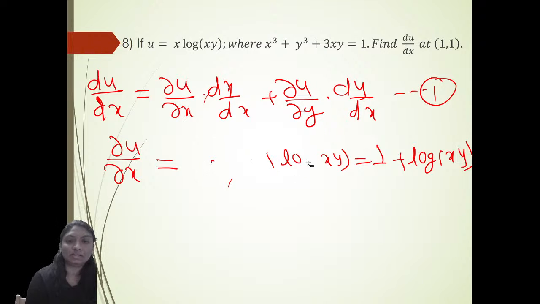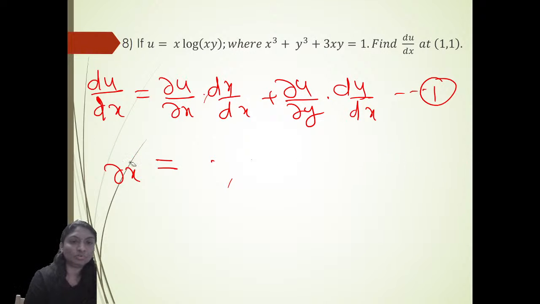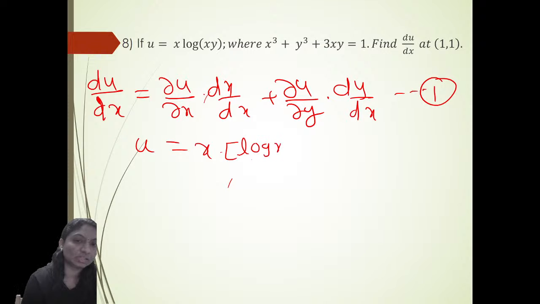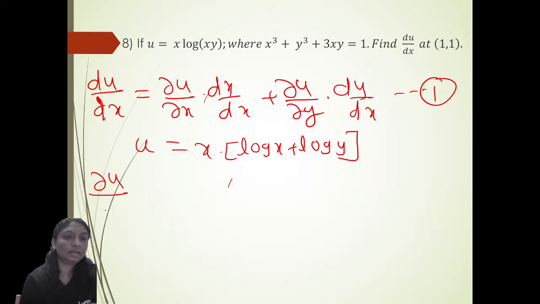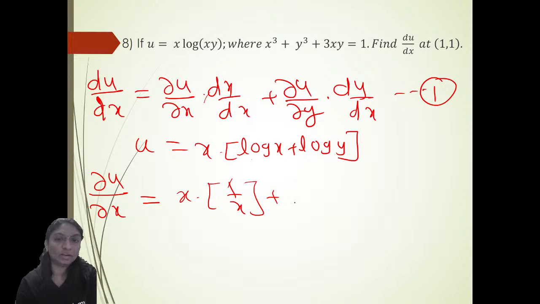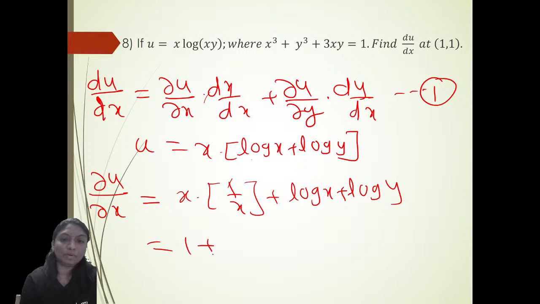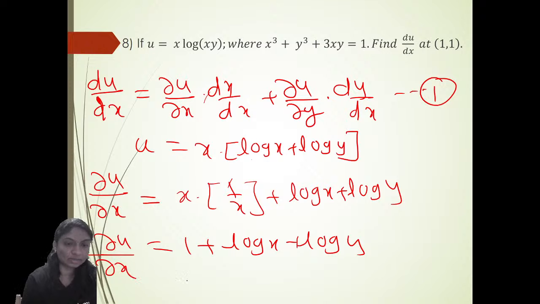You can write this in a simpler way. This is also correct. u is equal to x into bracket log xy, which means log x plus log y. Now we can calculate ∂u/∂x. ∂u/∂x is equal to first into derivative of second, 1 by x, plus derivative of log y, which is 0, plus second into derivative of first, log x plus log y, which is equal to 1 plus log x plus log y. This is your ∂u/∂x.